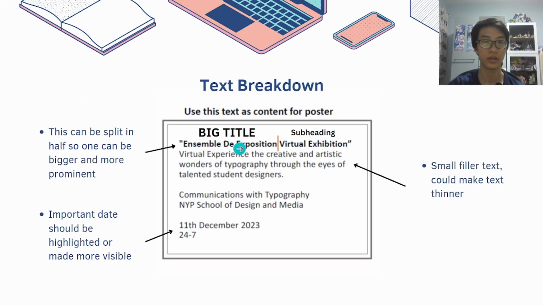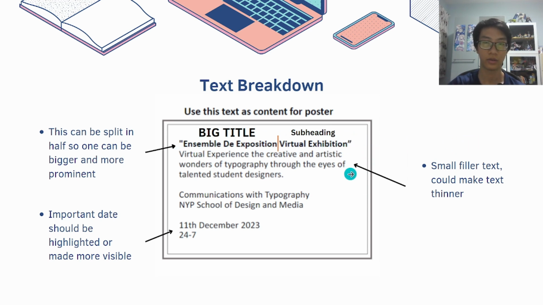So over here, Ensemble the Exposition Virtual Exhibition, I felt that this was quite wordy and long, and I wanted to break it in half. So Ensemble the Exposition will be the big title, so that it will also attract attention really quickly and also fit inside of my poster nicely. But then ideas changed down the road, so this wasn't really incorporated inside of my poster.